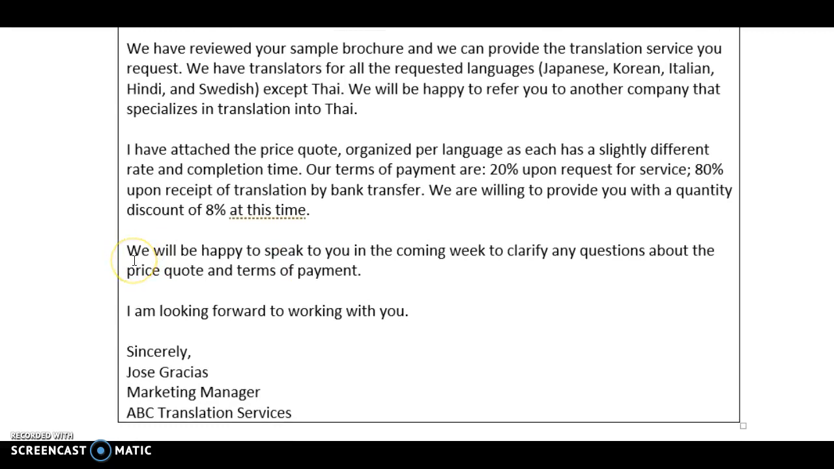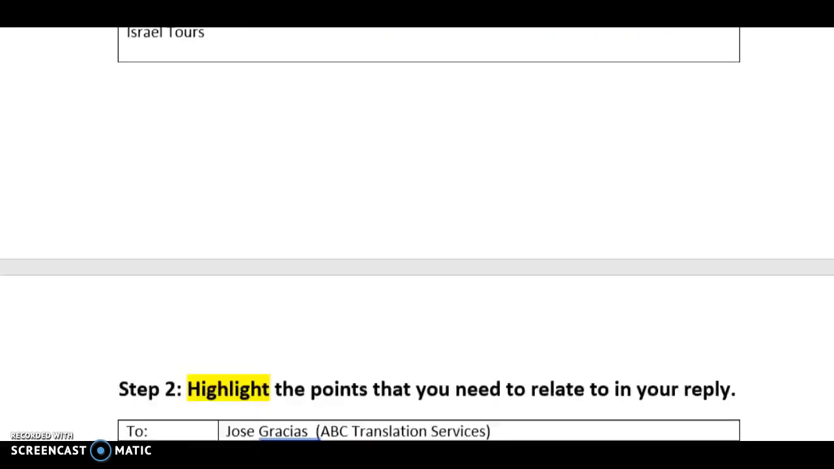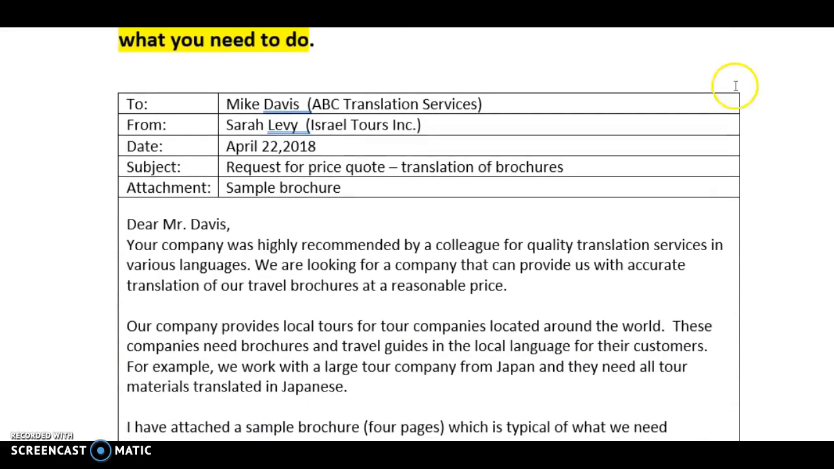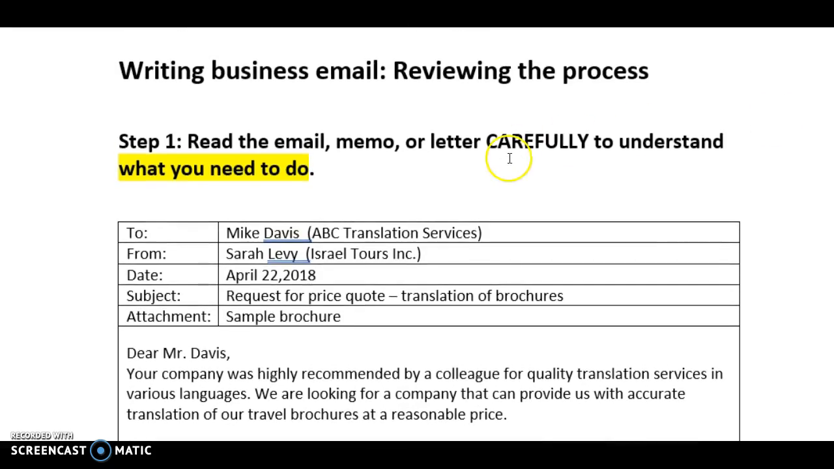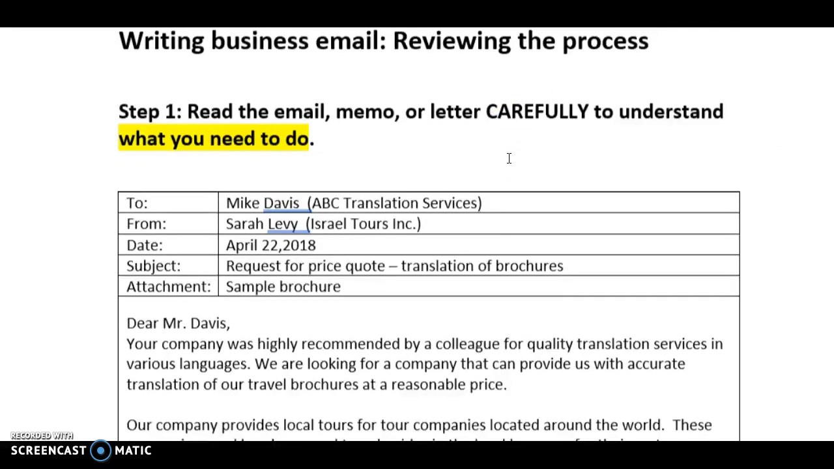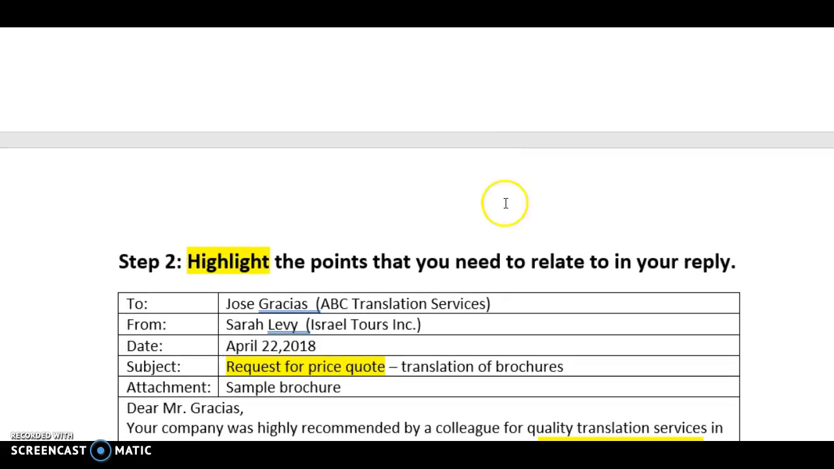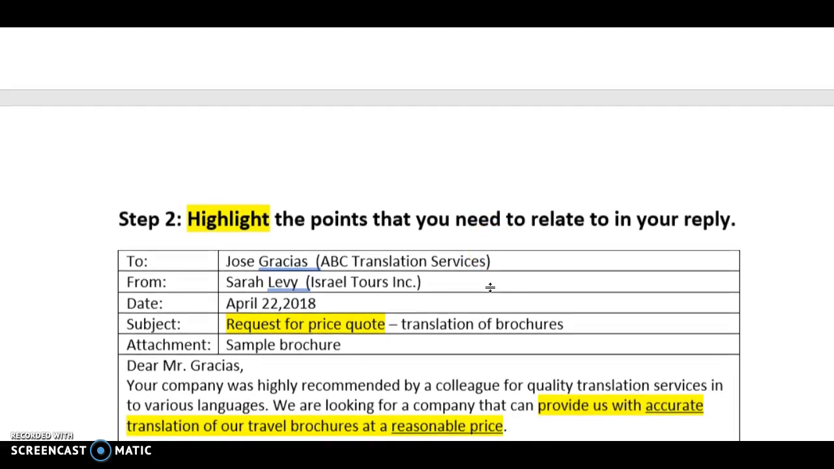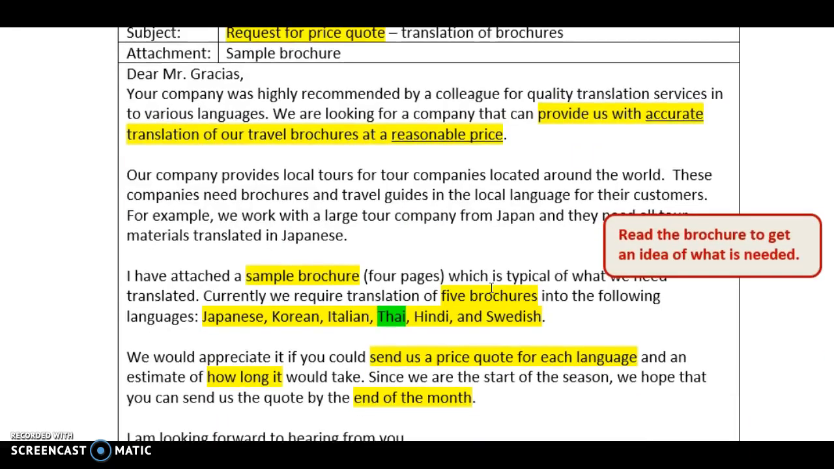And our call for action. We will be happy to speak to you in the coming week to clarify any questions about the price quote and terms of payment. I'm looking forward to working with you, and then our name. So now we see the process, and it's important to remember the various steps. The first thing is read and carefully understand what you need to do. Highlight the points you need to relate to in your reply.